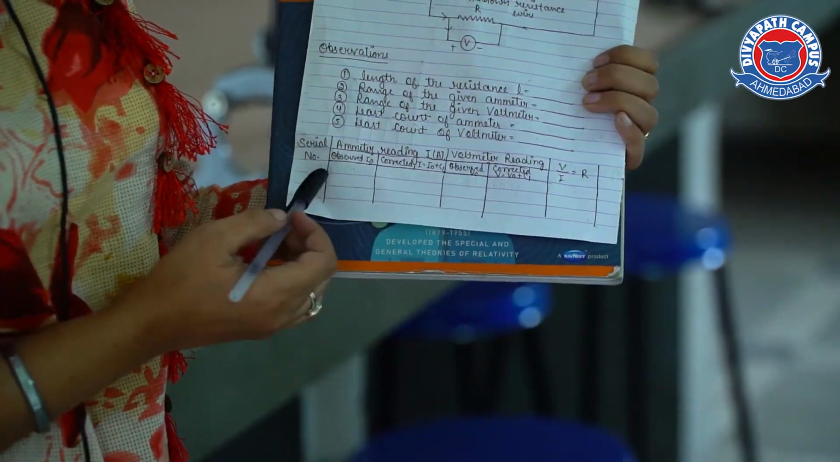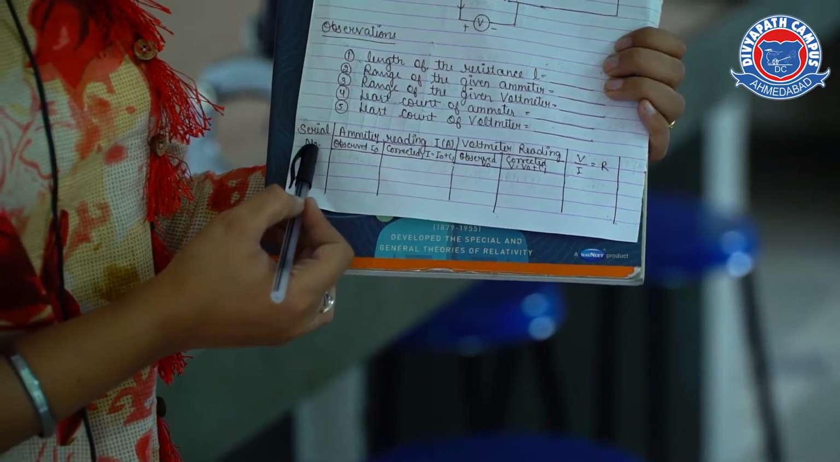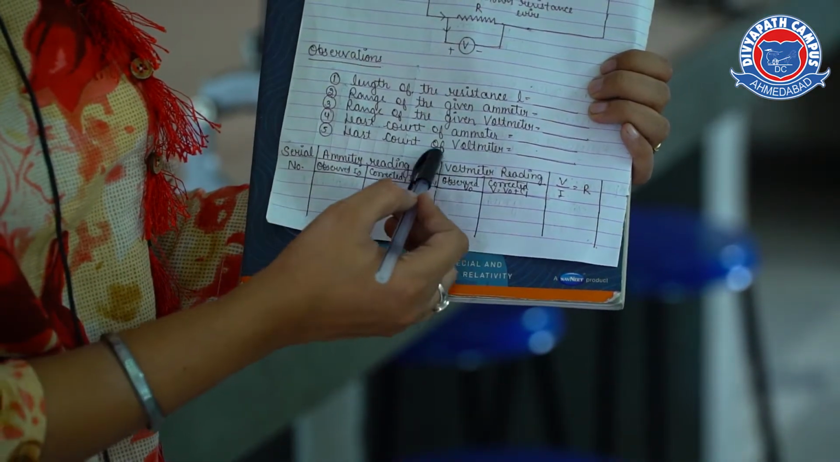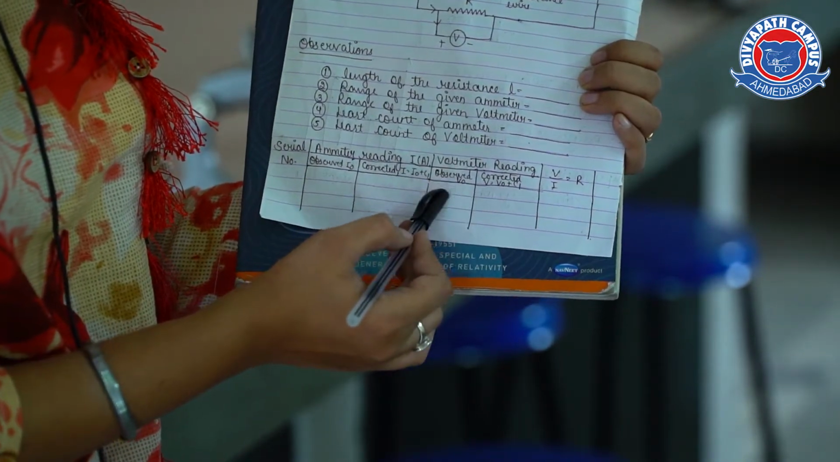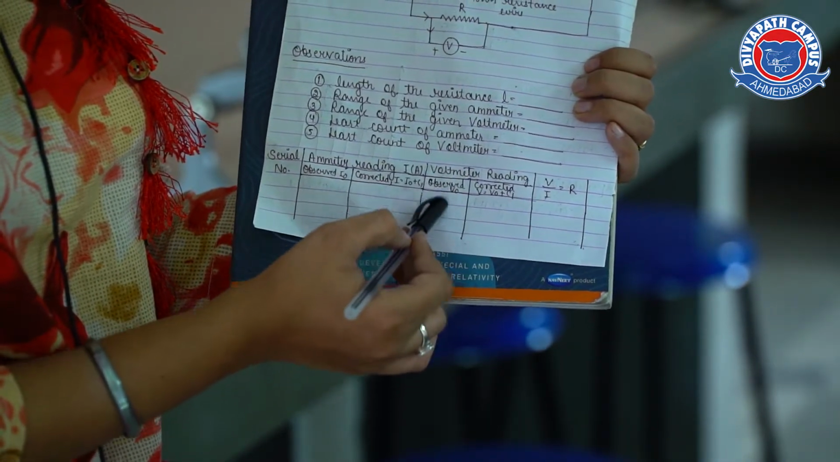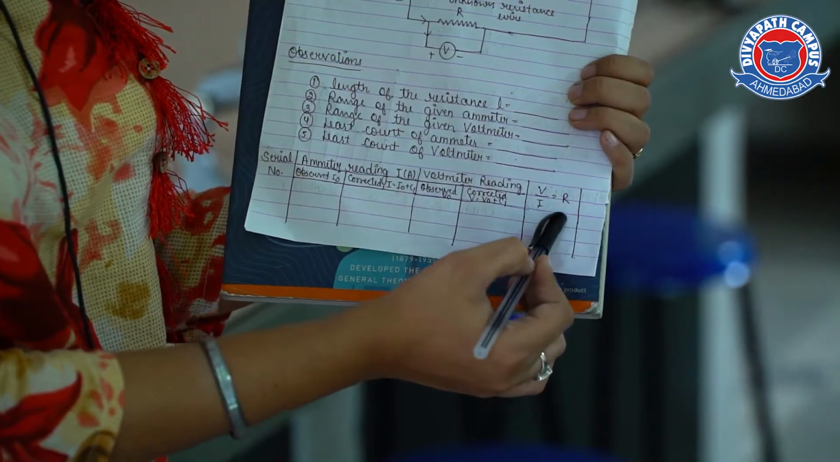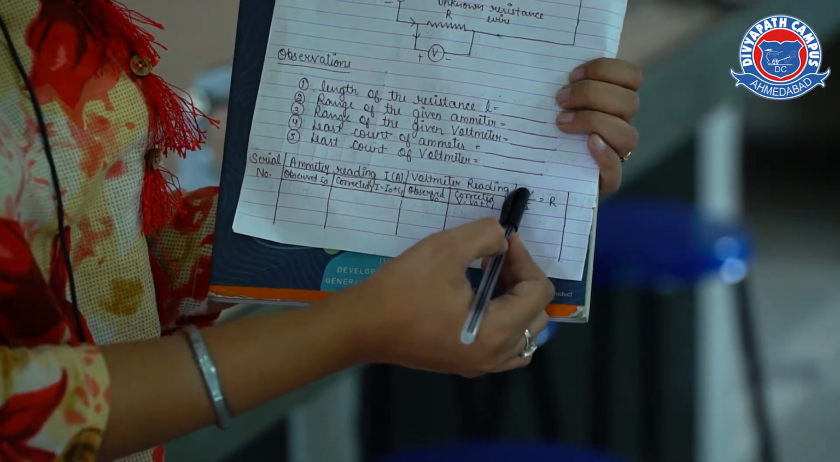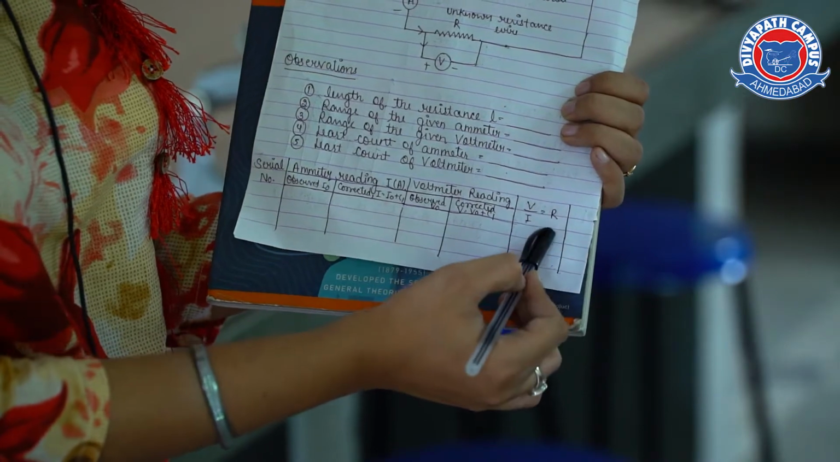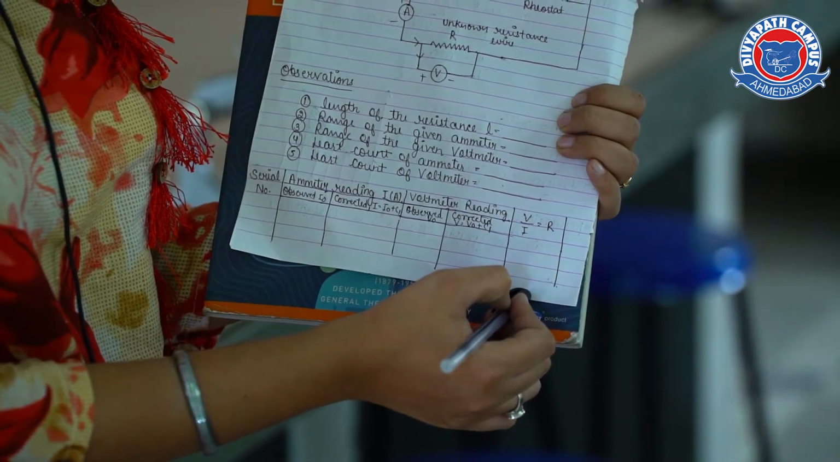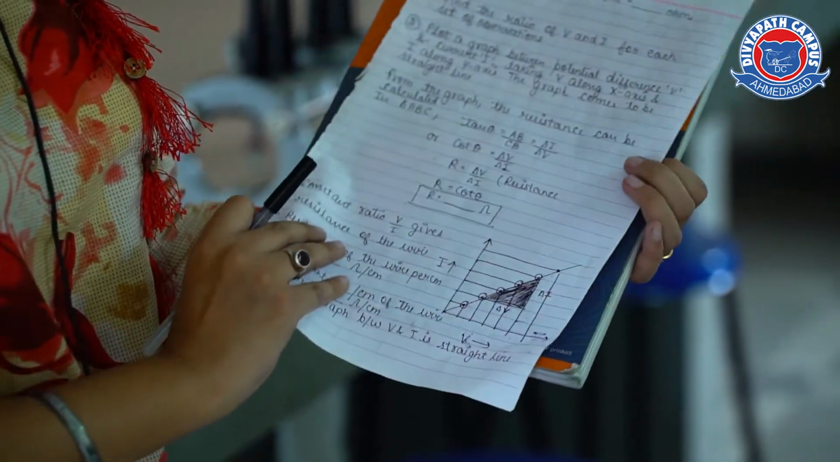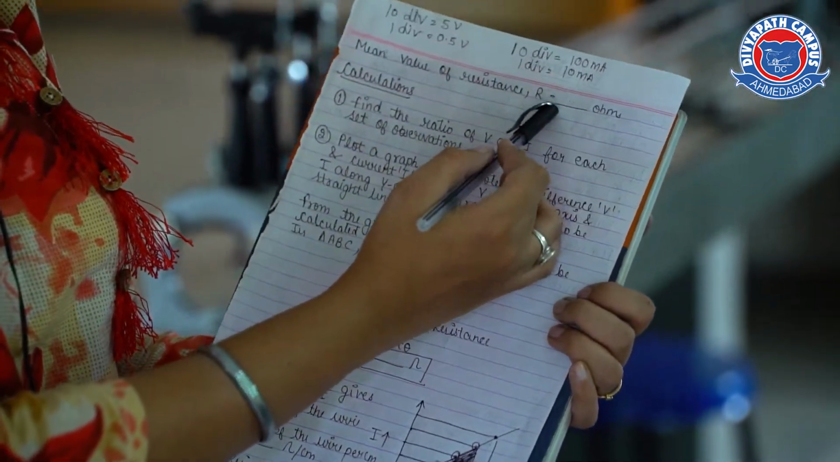Next you have to write down readings over here: first, second, third. You have to write the readings of the ammeter by adjusting the rheostat, and here you have to write the voltmeter reading. In this particular column you have to write the ratio V by I, which will be your resistance. Let's suppose you get 3 values of resistance, then you have to write down the mean of the resistance over here.